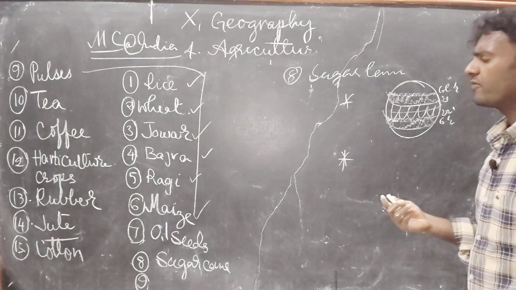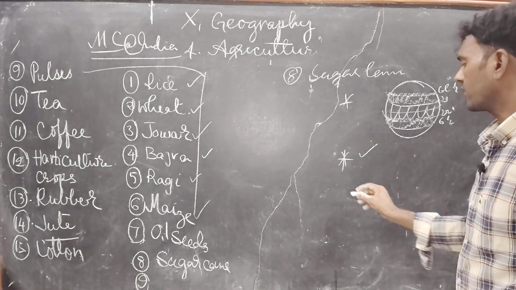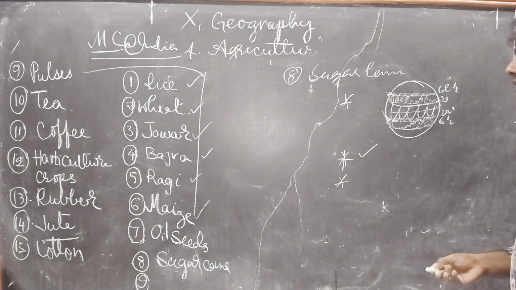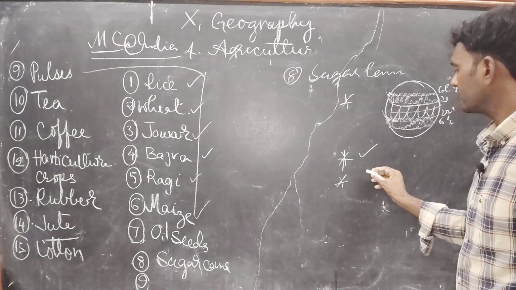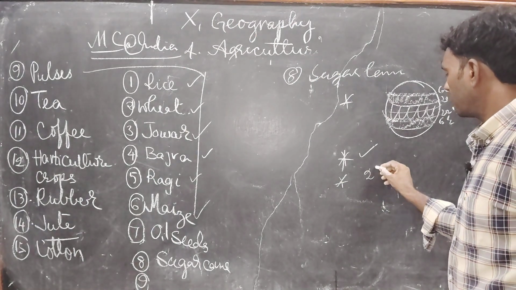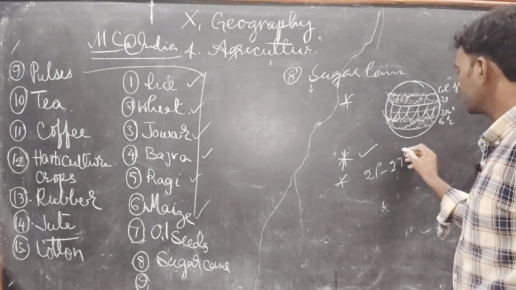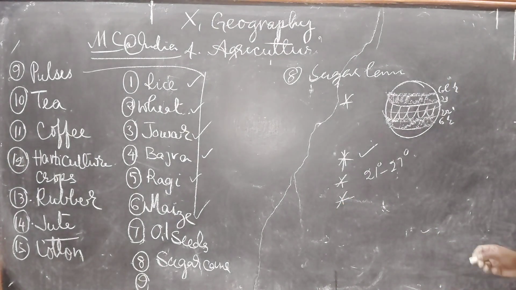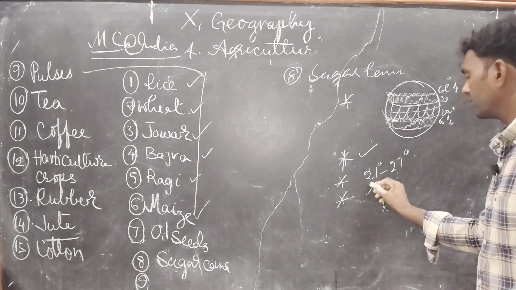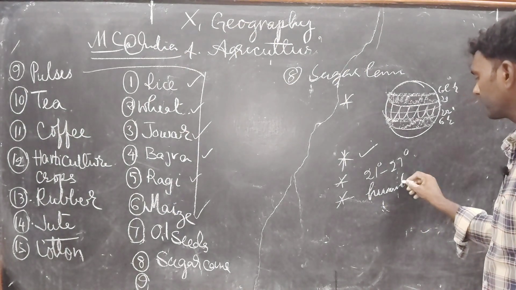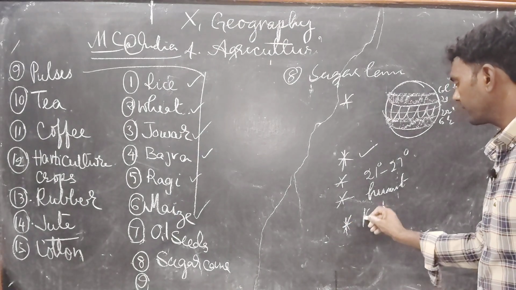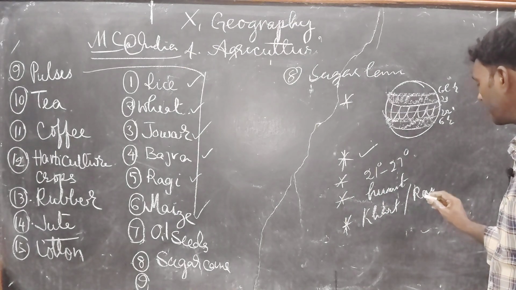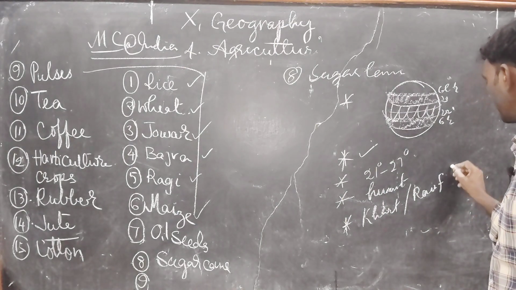It can grow in a variety of soils, and it needs temperature. What kind of temperature does it need? It needs 21 to 27 degrees, and a humid climate. It is a Kharif crop and also rain-fed, a monsoon crop.